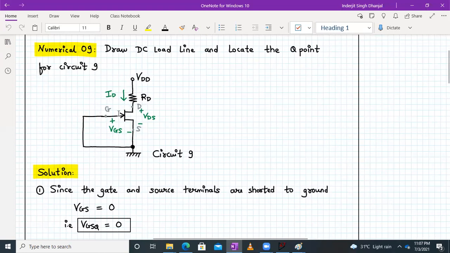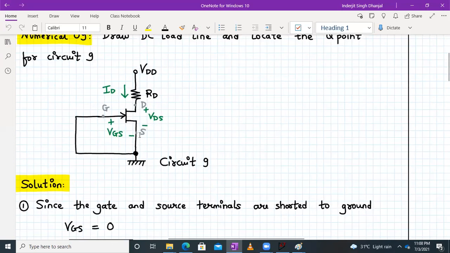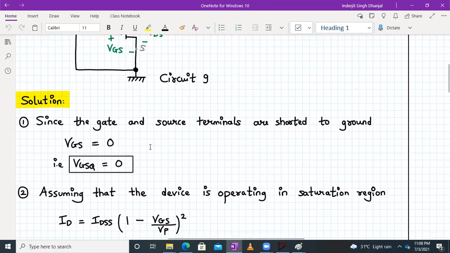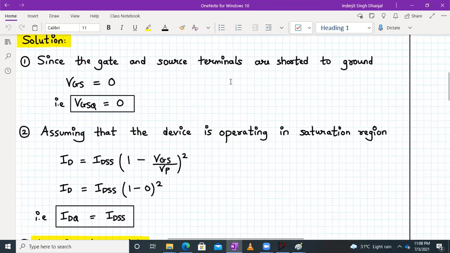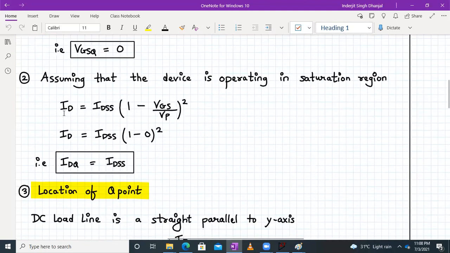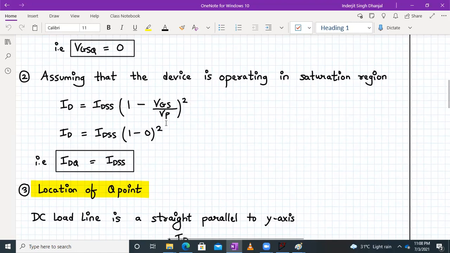So if you look carefully in this circuit, the gate voltage and source voltage are grounded. So VGS is equal to 0. Okay. Now since the gate and the source terminals are shorted, VGS is equal to 0. And let's assume that the device is operating in the saturation region. So ID will be equal to IDSS into (1 minus VGS upon VP) the whole squared. So VGS is 0. So ID will be equal to IDSS.